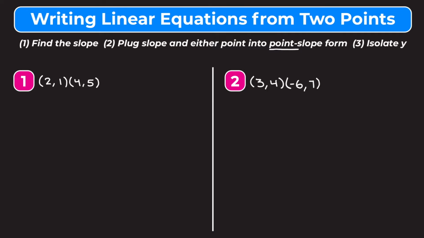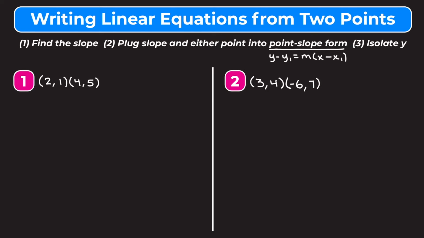So I'm going to underline that, and then I will write that down after we talk about step 3. And then step 3 is we're going to isolate y because we want to write it in y equals mx plus b form. So let me just write point-slope form down right here. So point-slope form is y minus y1 is equal to m times x minus x1. And we'll just keep that up there so that we remember the formula.